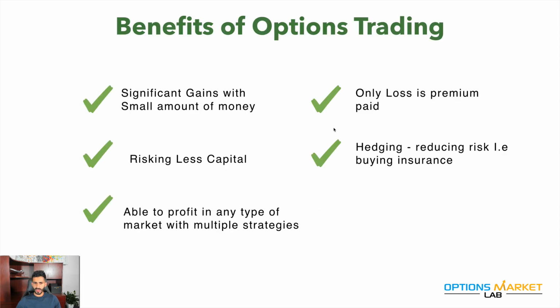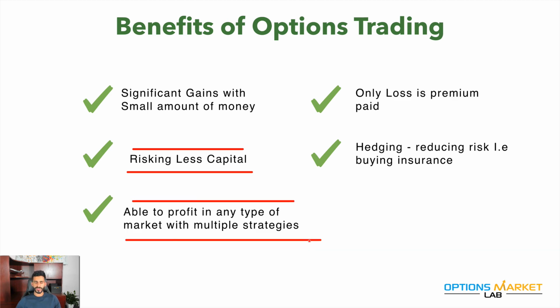Okay, now let's break down the benefits of options trading. The benefit of options trading is that you get significant gains with a small amount of money. So you can make a lot of money by investing a little amount. Next, you're risking less capital in each trade. It doesn't require a lot of capital. That's completely up to you on how you want to go about options. You're able to profit in any type of market with multiple strategies. Depending on what strategies you know, you can make money in a choppy market, in a downward market, in an uptrend market. You can make money in all of the markets.